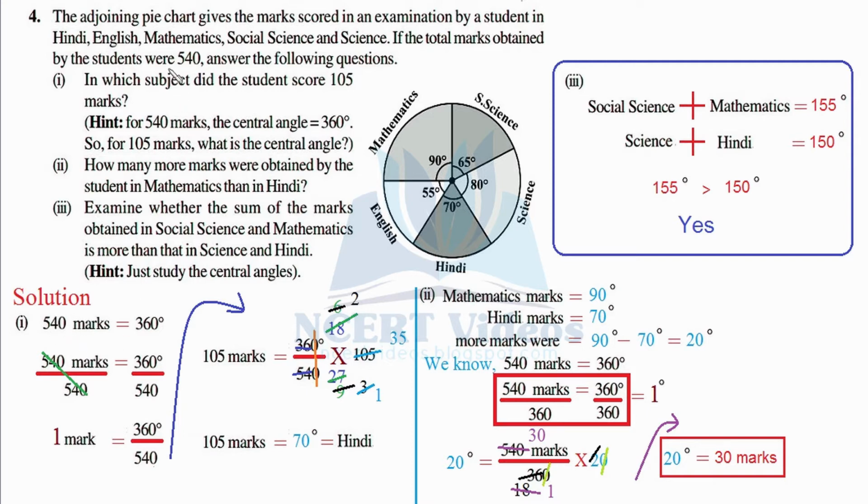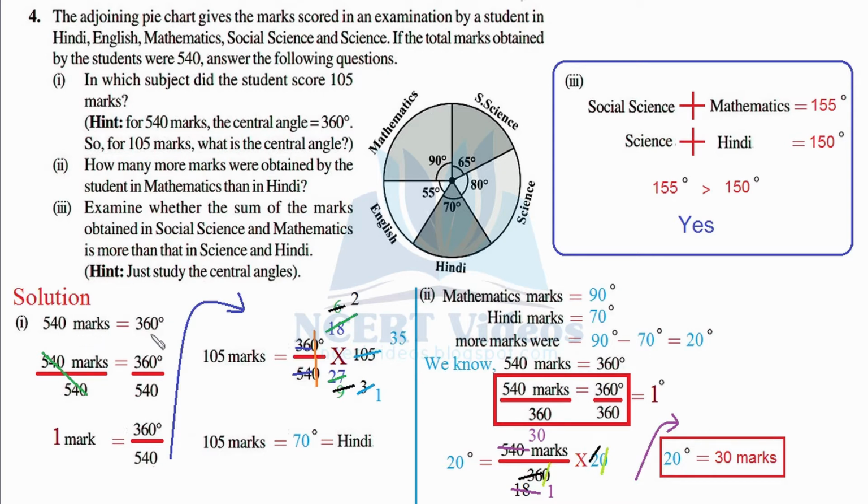We just discussed that he scored 540 marks in total, which is equal to the complete central angle, that is 360 degrees. And we are just provided the distribution of 540 marks for different subjects. Now the flow moves like this. We need to find what we are asked for. We are asked for marks, so we must perform the unitary method based upon marks.